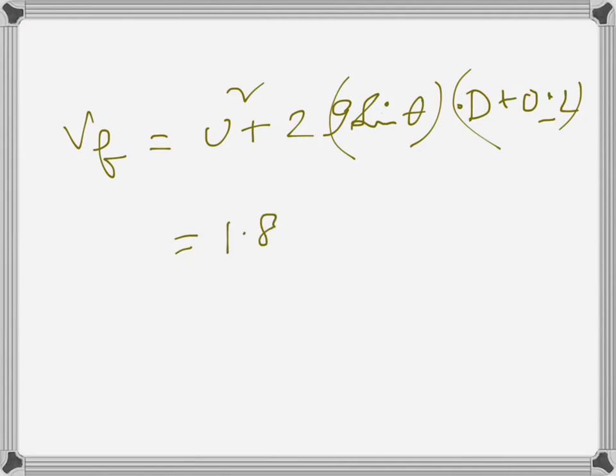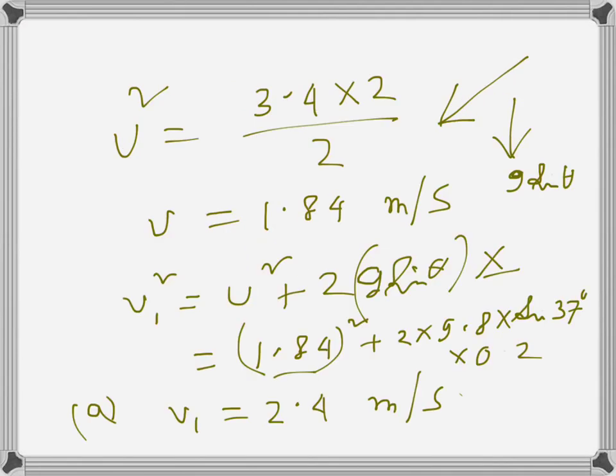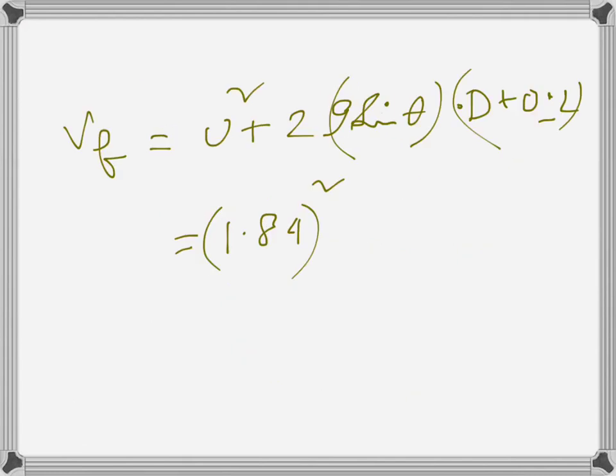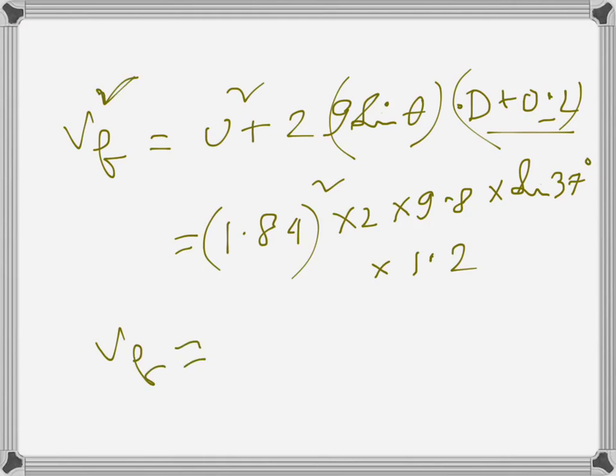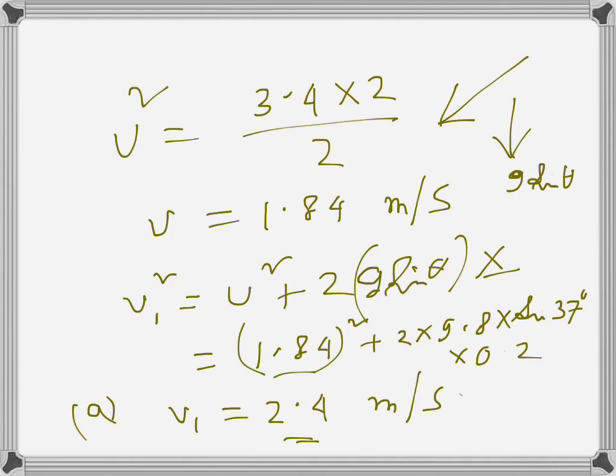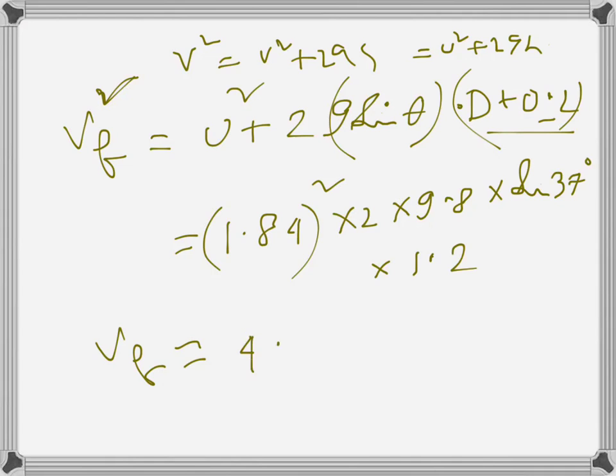Here u is the initial velocity, when the spring was just released, 1.84 if I recall correctly. For the canister moving all the way down to the end, which is 1 plus 0.2 meter, we get 2 times 9.8 times sine 37 degrees times 1.2 meters. This is the formula v square equals u square plus 2as, where the acceleration is g sine theta. If we solve this, what we get is 4.19 meters per second.